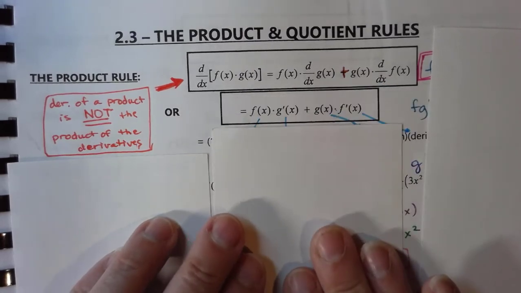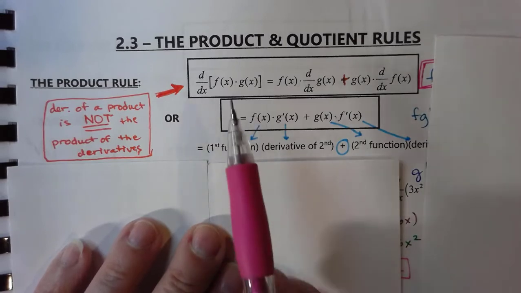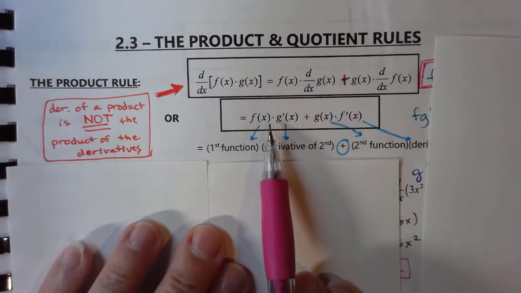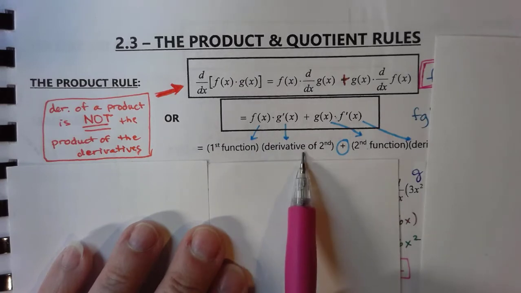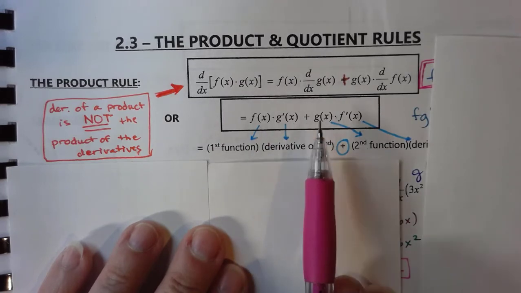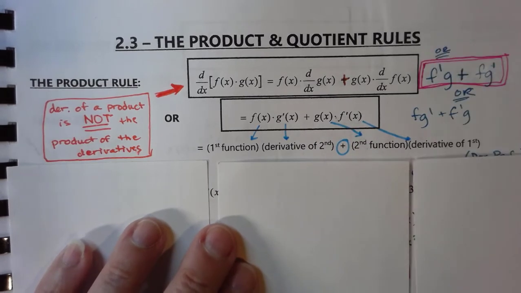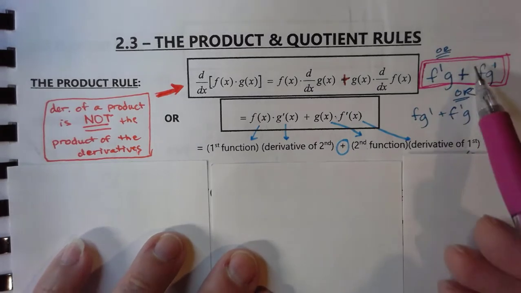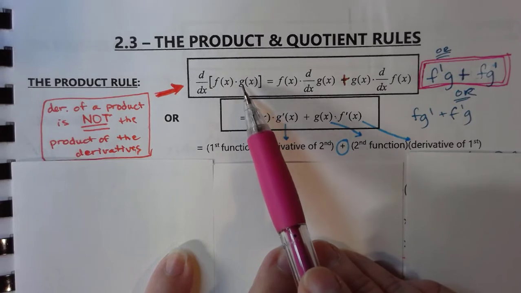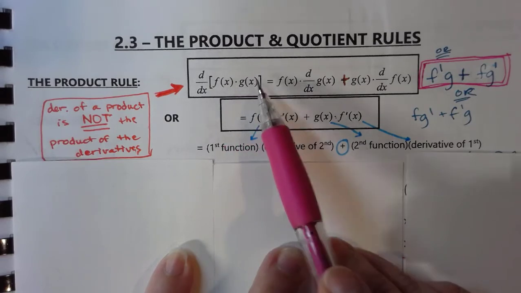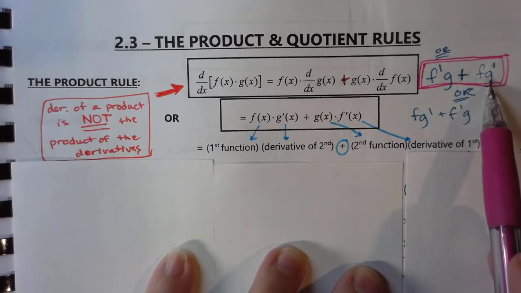Okay, so again, when we have a product of functions, the derivative of that product is the first factor times the derivative of the second factor plus the second factor times the derivative of the first factor. Also, another way to think of this is if we're looking at f times g, the derivative of f times g, you could write it as f prime g plus fg prime.